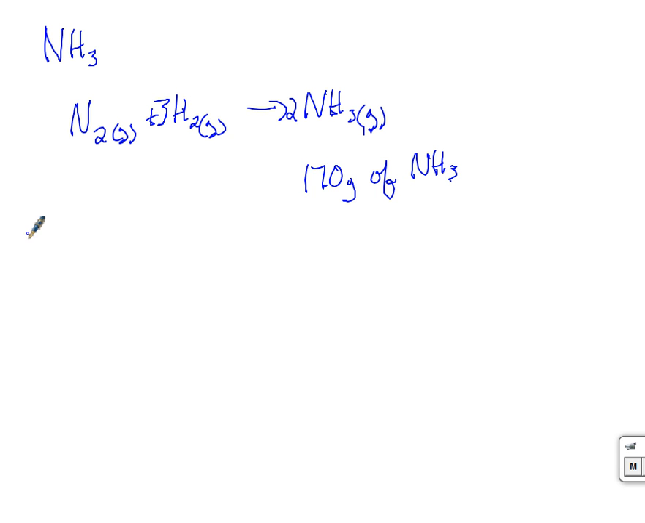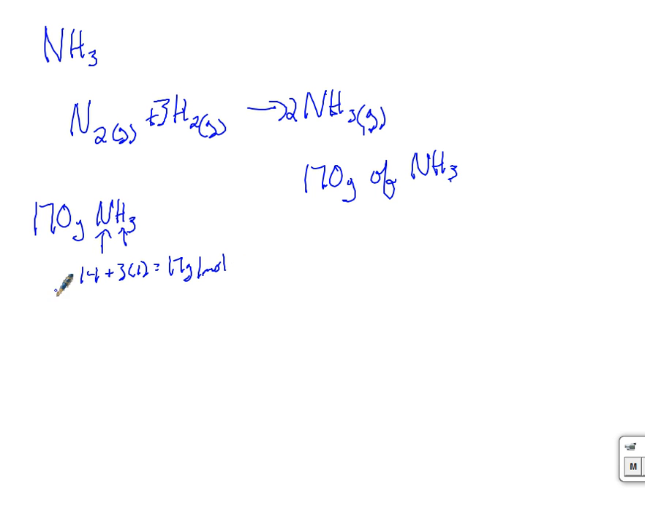So let's go through. First, your first step is going to be to convert 170 grams of ammonia to moles. Now we know that nitrogen has a molar mass of 14. Hydrogen has a molar mass of 1, and I have 3 of them, so 3 times 1 gives me a molar mass of 17 grams per mole.